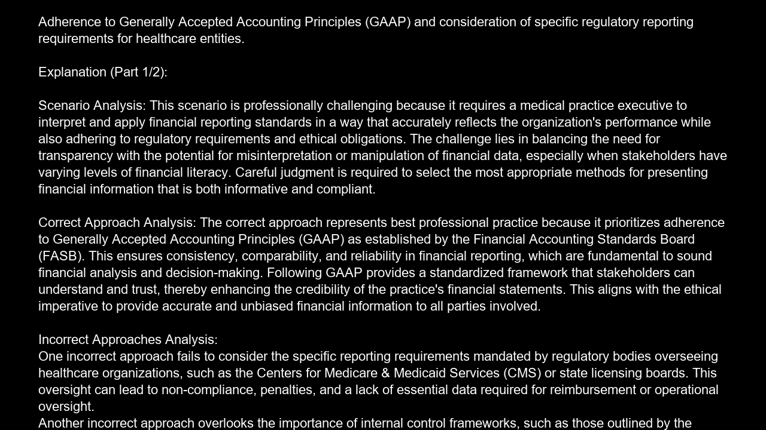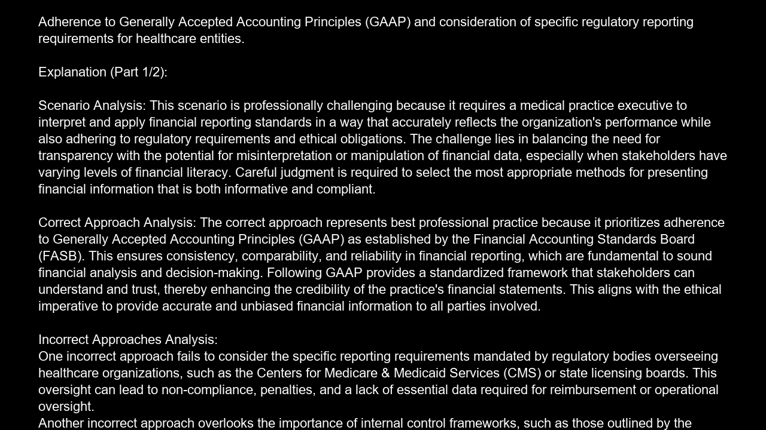Incorrect approaches analysis. One incorrect approach fails to consider the specific reporting requirements mandated by regulatory bodies overseeing healthcare organizations, such as the Centers for Medicare and Medicaid Services, CMS, or state licensing boards. This oversight can lead to non-compliance, penalties, and a lack of essential data required for reimbursement or operational oversight.